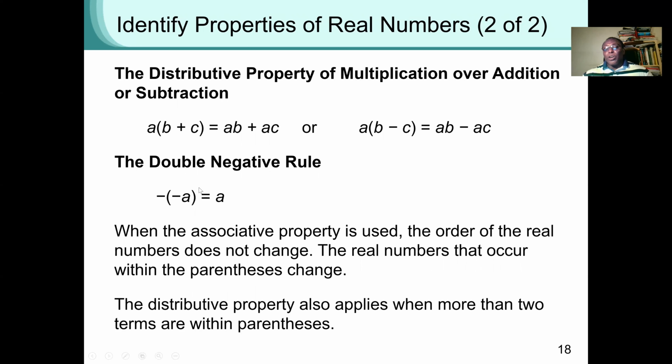Negative rule, double negative rule means we know negative times negative will give us positive. Positive times positive will give us positive. But negative times positive or positive times negative, again, will give us negative. So double negative rule always will make it positive.